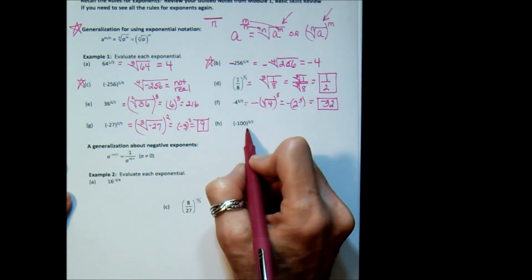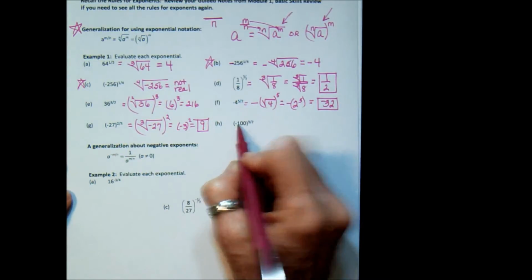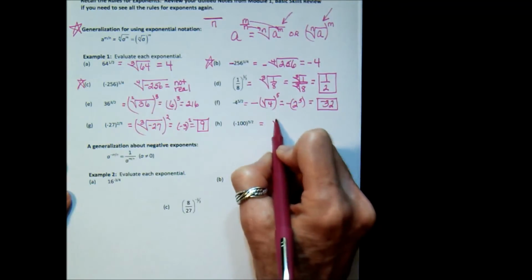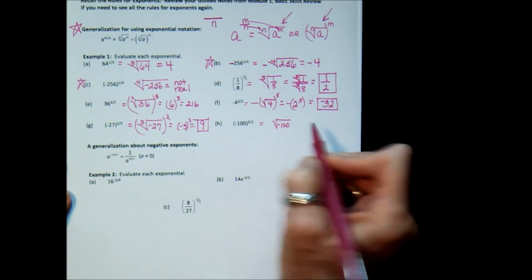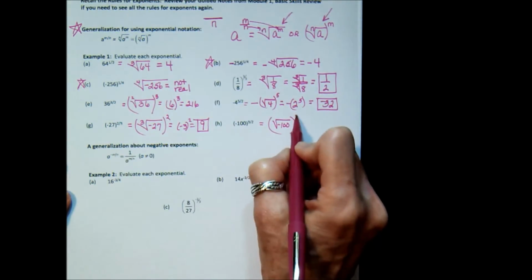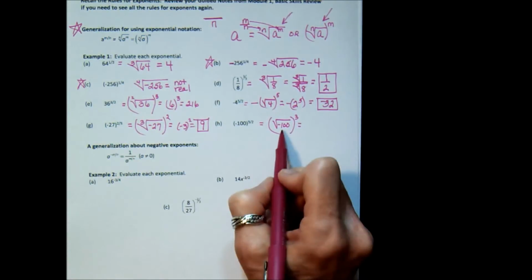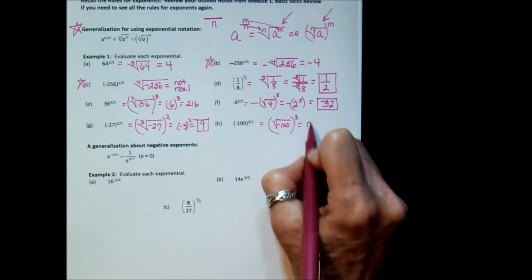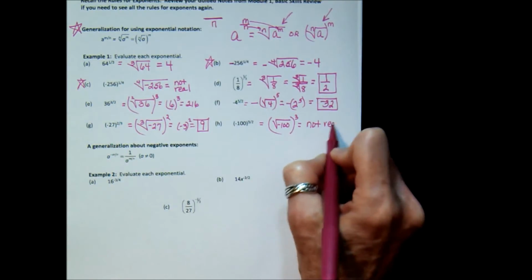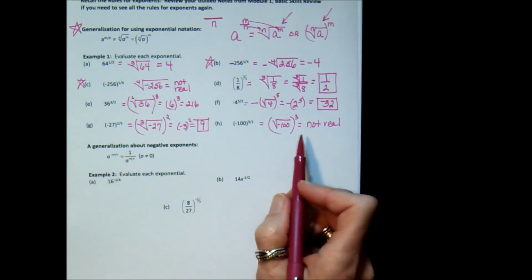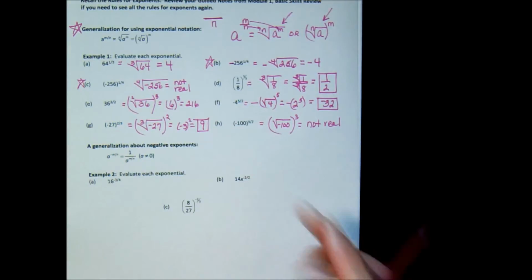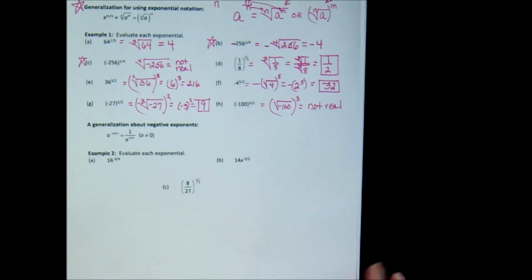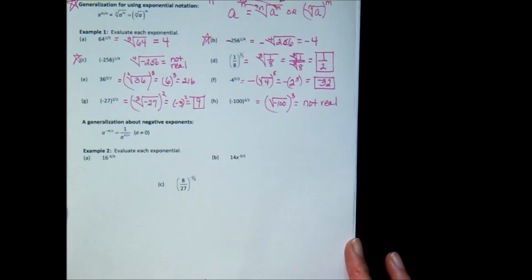Finally, in example 1, I have the square root of a negative 100. Now at this point, I hope you're saying you can't do that. And then supposedly raise it to the third. But it doesn't matter because I can't take the even root of a negative number. So that one is also not real. Please note that there are a lot of places for mistakes with these fractional exponents and the negative signs. You really have to be careful.